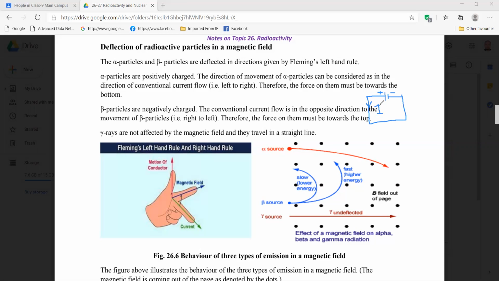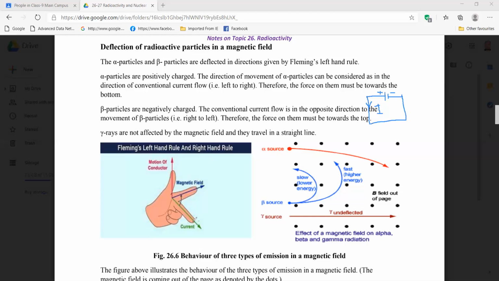So alpha source, these are positive. They are going from left side to right side. That means it's following the conventional current flow. So your second finger is the conventional current flow. It's showing the direction. You fix the alpha with the same direction, and your first finger will be the magnetic field going upwards. Then you will see your thumb is showing direction downwards.